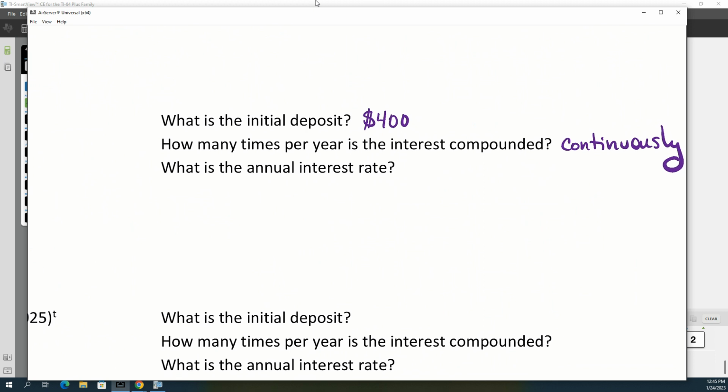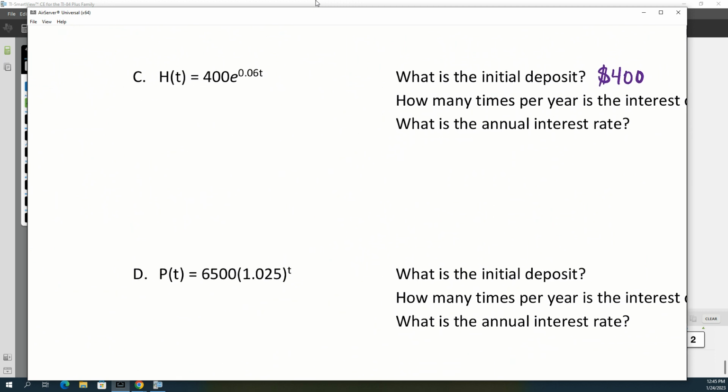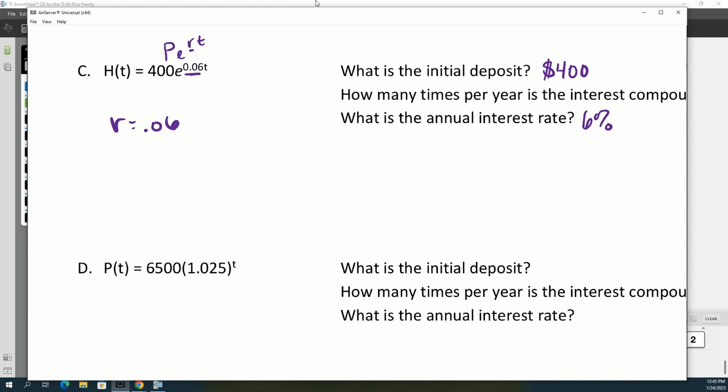But it makes it way easier to find the interest rate. So this is A equals P E to the RT. So R is just going to be what's in front of the T on this type, which will just be 6%. That's slightly easier than the other one.